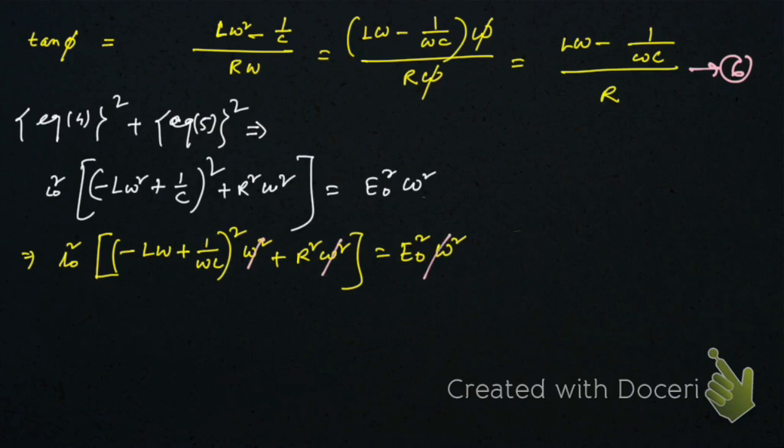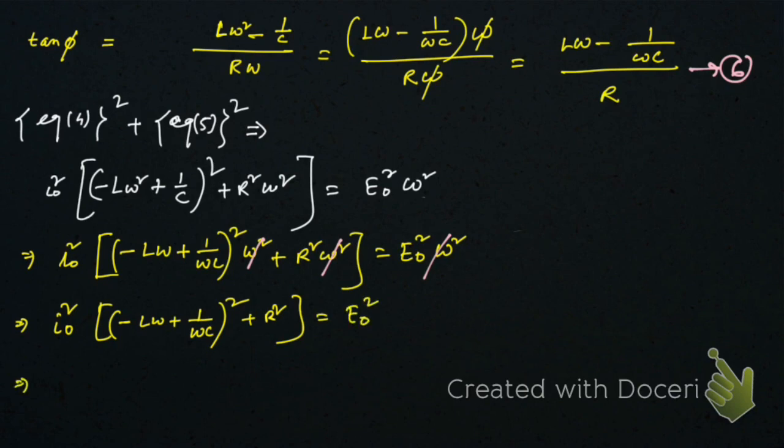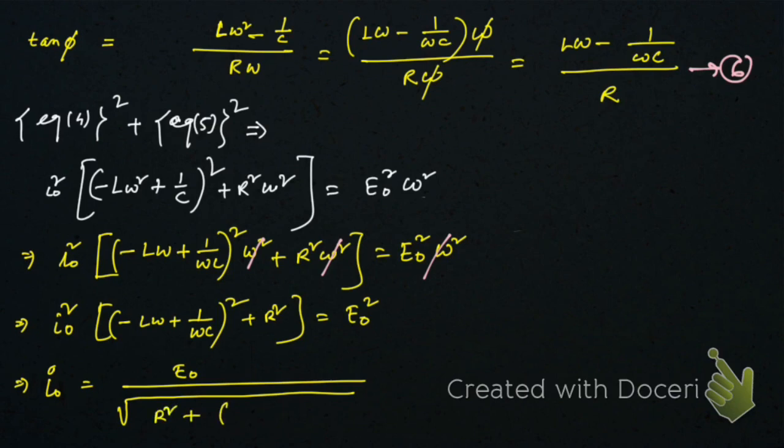So our final equation will be I naught square times the quantity L omega minus 1 by omega C, whole square, plus R square, is equal to E naught square. And from here you can write the current I naught is equal to E naught by root over R square plus L omega minus 1 by omega C whole square. Let it be equation number 7.